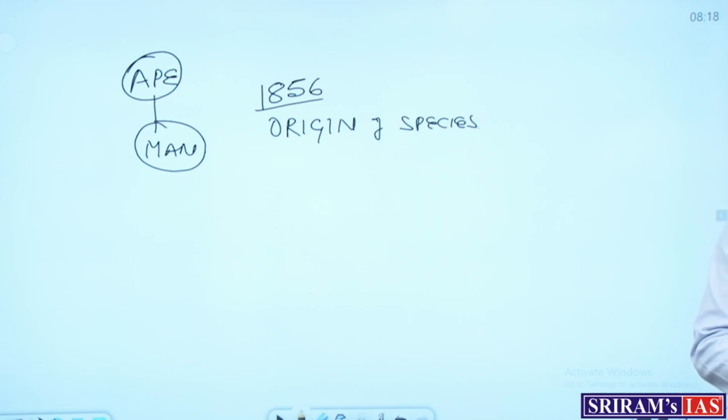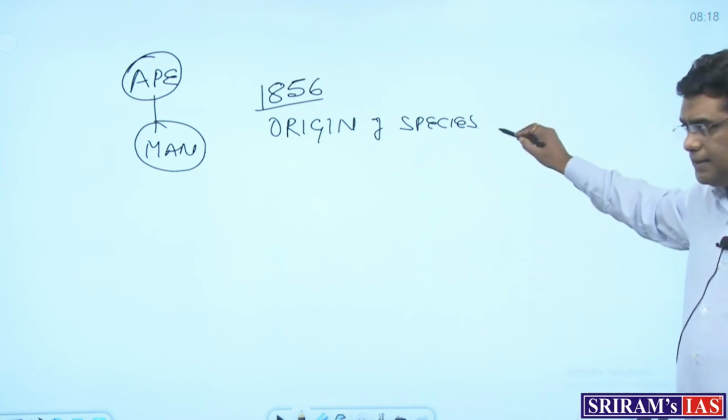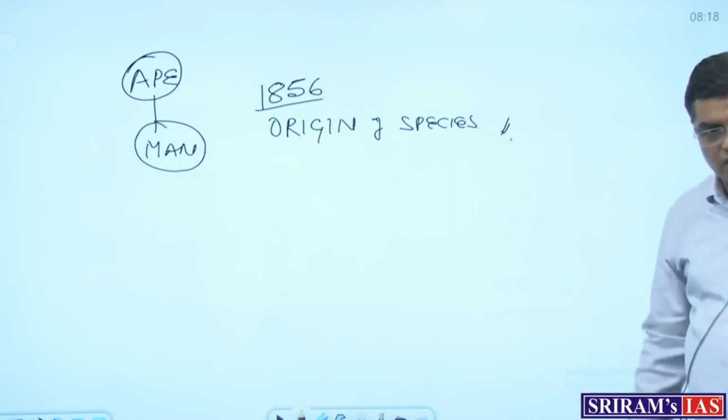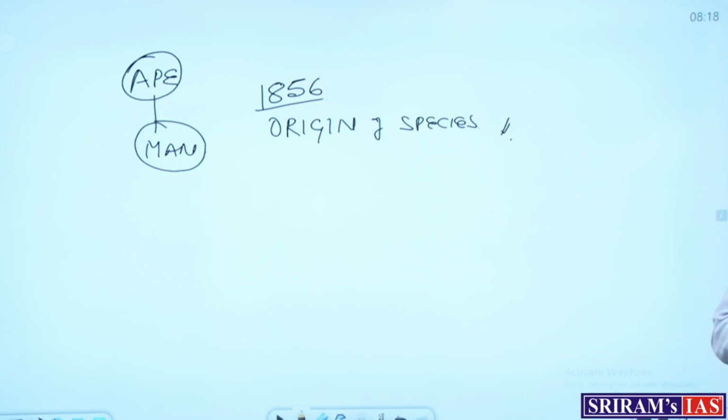So these two books are nodal in the history of finding the relation between ape and man: Origin of Species and Descent of Man. These two books were given by Darwin. But related to the ape and human connection, we have made lots of advancement, but still there are so many things to prove.